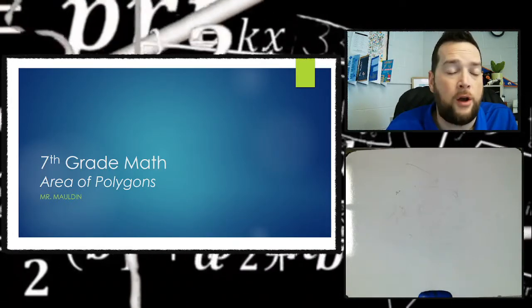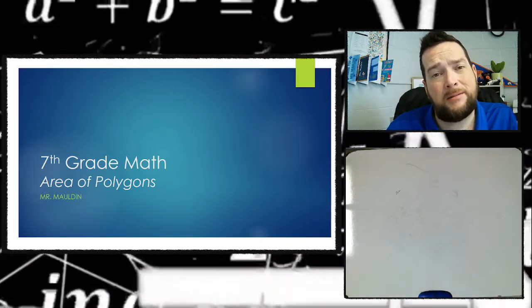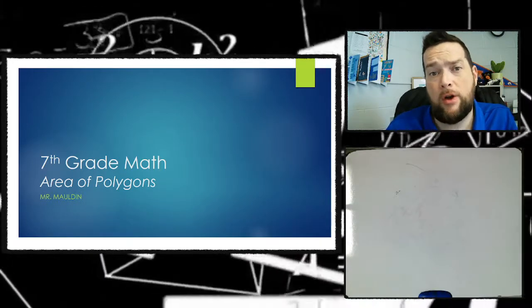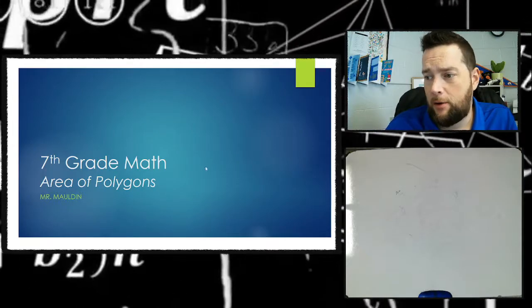Today we're looking over the area of polygons, multi-sided shapes like triangles and trapezoids. We're also going to do parallelograms and rectangles today, all right?